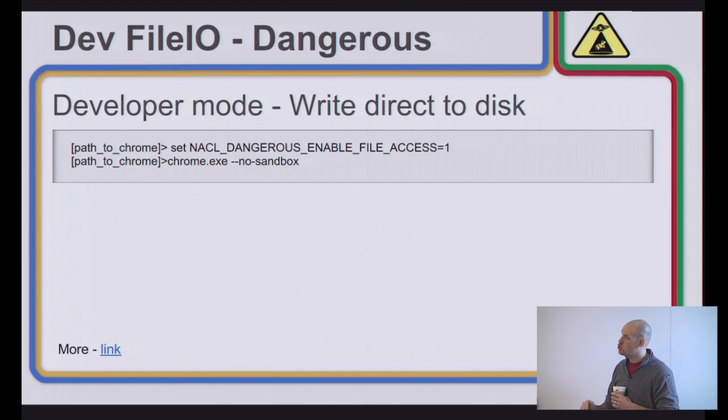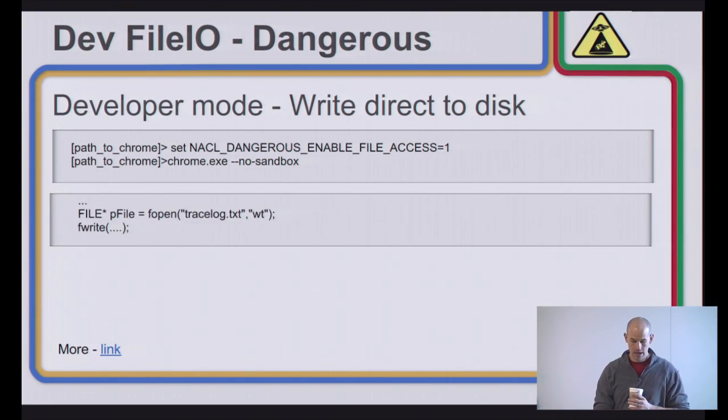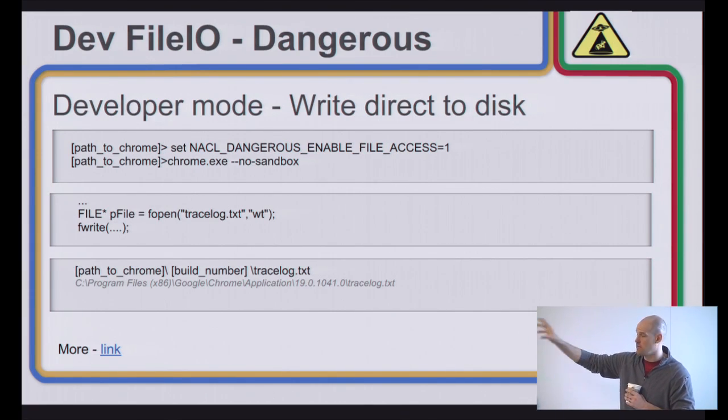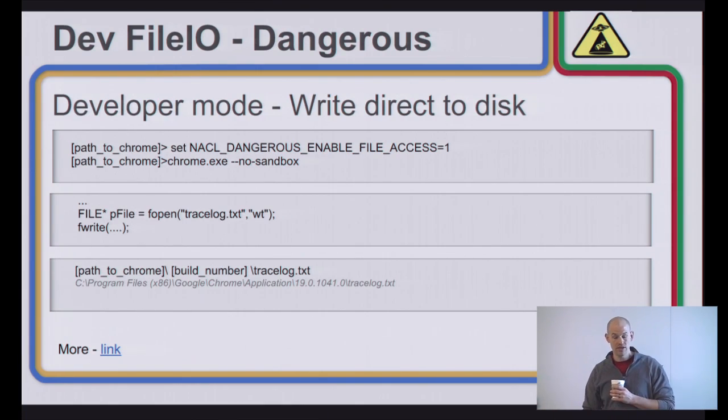Effectively, when you launch Chrome, you can set an environment variable, NaCl dangerous enable file access, and then you run Chrome with no sandbox. This effectively turns off some of the security handles that you have available to you. And then in your C++ code, you actually do a direct fopen and start writing to it. And what this will do is actually create a file in the application location of where NaCl is. So for instance, path to Chrome /build number, and that's where native NaCl.exe exists. So with this setup here, this actually creates a tracelog.txt in my application folder for Chrome 19, which is currently in Canary. This is amazing, right?